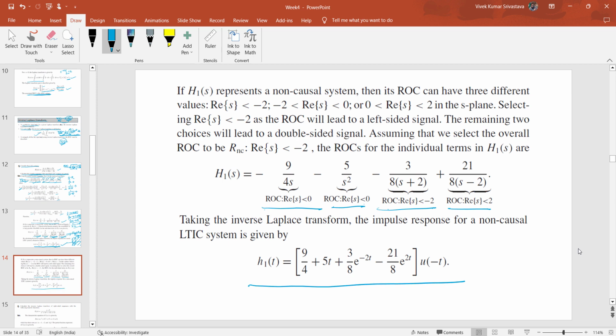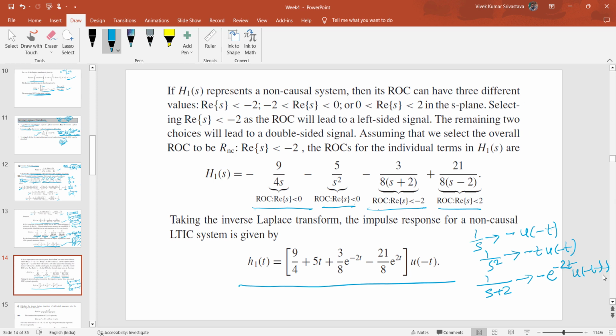Okay, so for this left-handed signal, the inverse Laplace transform of 1 over s will be minus u of minus t, 1 over s square will be minus t into u of minus t, 1 over s plus 2 will be minus e raised to the power minus 2t into u of minus t, and 1 over s minus 2 will be equal to minus e raised to the power 2t into u of minus t.